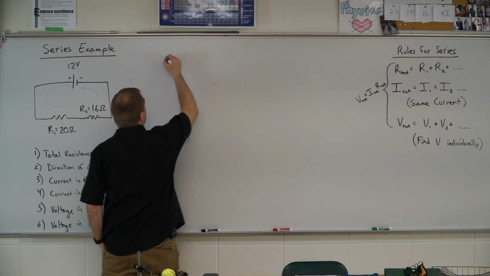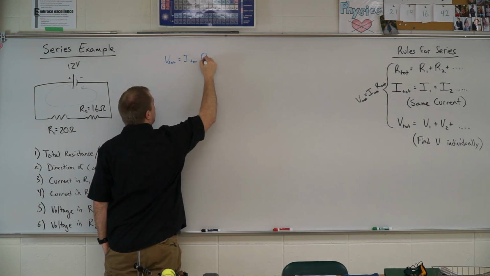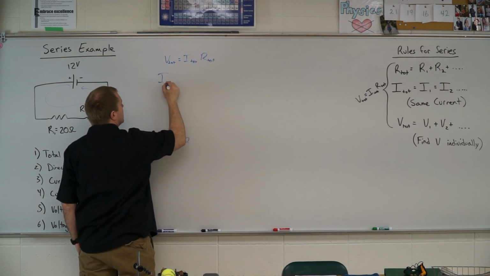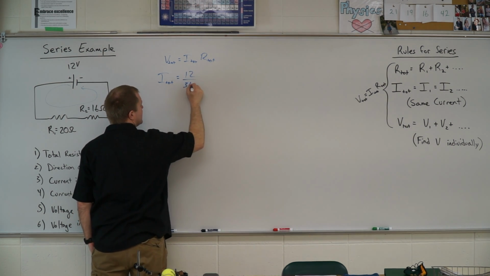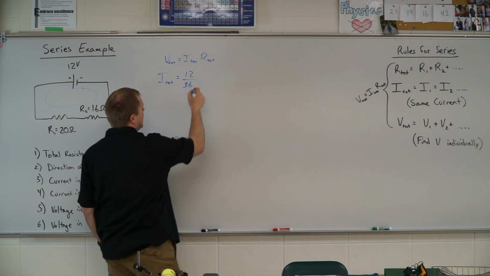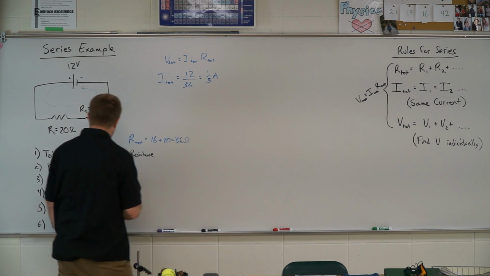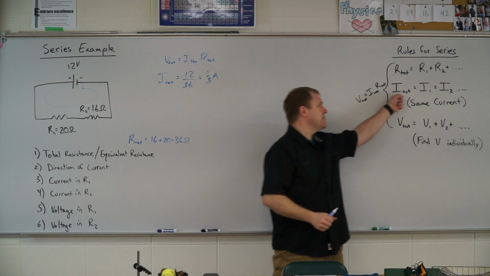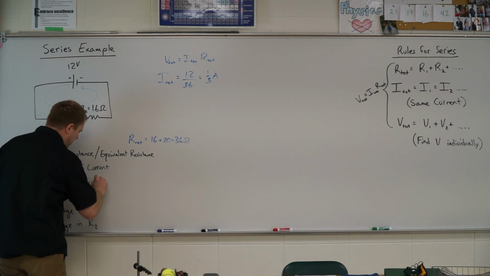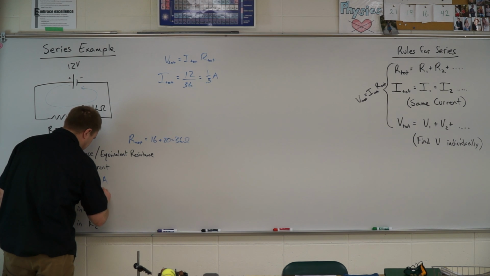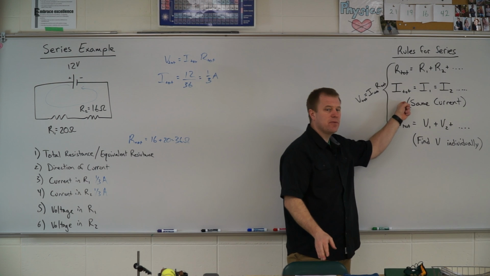So if I set that up, I have V total equals I total times R total. And so I total is going to be my 12 volts divided by my 36 ohms. So that gives me a value of 1/3 of an amp. Okay, so since that is the total current, that is going to be the current in each one of those. So in each one I have 1/3 of an amp.